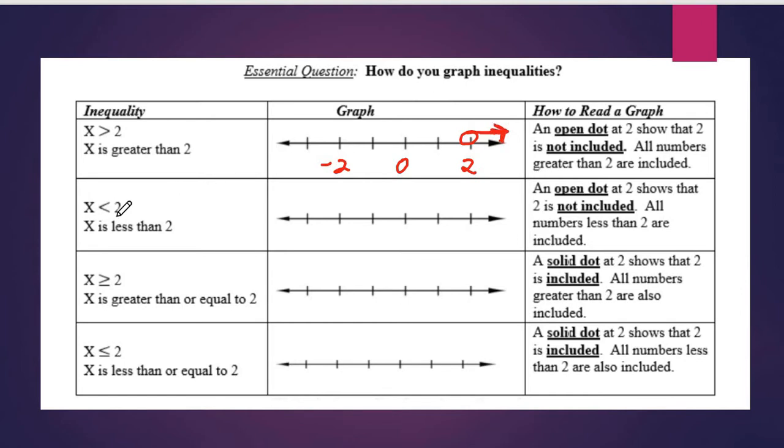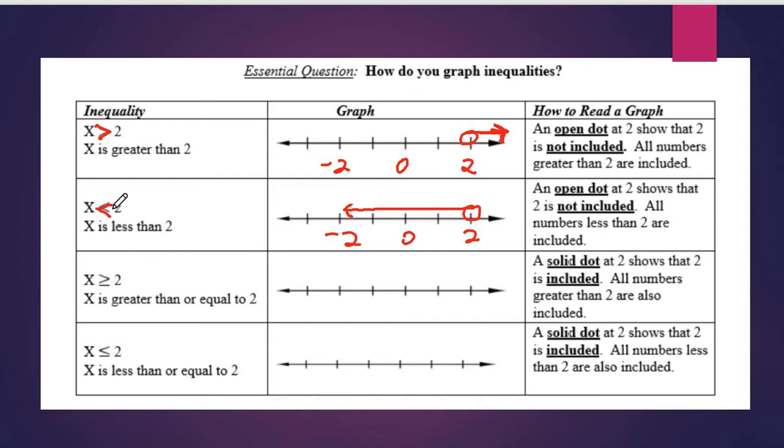Now this next one, you see that x is less than 2. So I'm going to put 0, 2, and a -2. Since it's less than and there's no equal, it's going to be an open circle. And all of these numbers to the left, see how this is pointing to the left? Then you're going to draw the arrow to the left. On the first one, you see that greater than was pointing to the right, so you draw the arrow pointing to the right. And this one, x is less than 2, an open dot at the 2 shows that 2 is not included. All the numbers less than 2 are included.